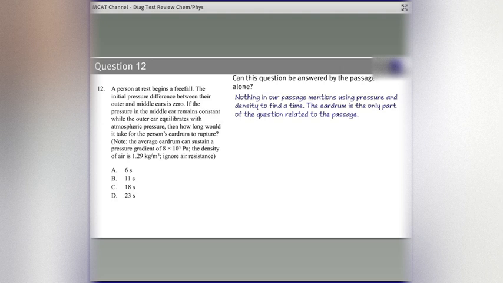If the pressure in the middle ear remains constant while the outer ear equilibrates with atmospheric pressure, then how long would it take for the person's eardrum to rupture? Oh, joy, doesn't that sound like fun? And then they tell us how much pressure the eardrum can sustain and the density of air. What did you think about this when you looked at this? What were your thoughts on solving this problem? How many of you said, oh joy, what a wonderful, fun problem to work on?